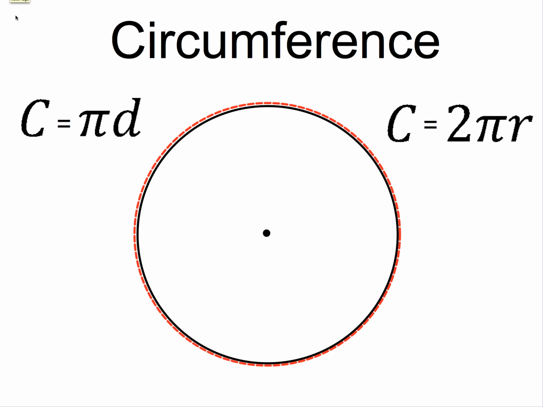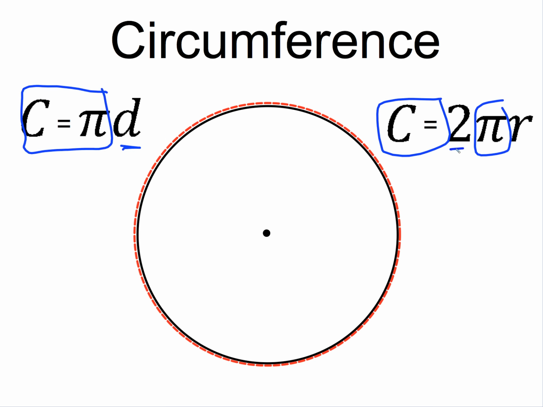One of them is circumference equals pi times the diameter. The other one is circumference equals 2 times pi times the radius. Now let's talk about why there are two equations. Both of these equations mean the same exact thing. They both have C, they both have pi. Do you see that? The only difference is that one of them has a d and one of them has 2r.